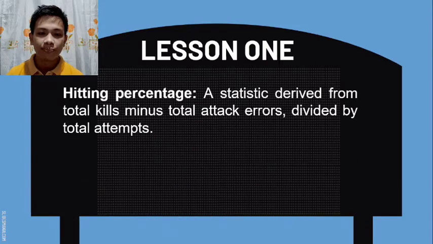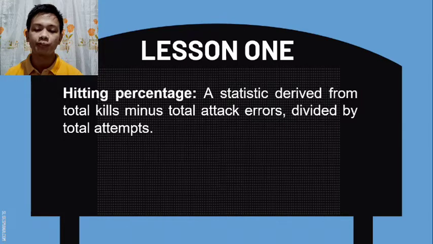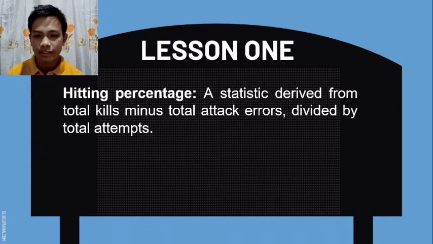Next, hitting percentage. A statistic derived from the total kills minus total attack errors divided by total attempts. So, merong tinatawag na scoreboard for each person. So, yan. That's how they compute hitting percentage.